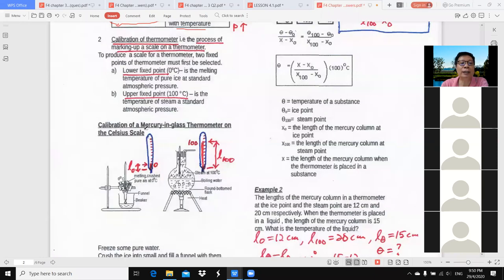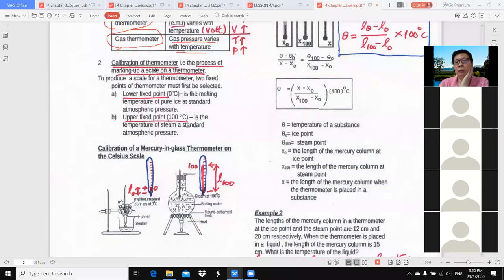Okay. And number two is calibration of thermometer. Okay, highlight the word calibration. What is calibration? Calibration means it's a process of marking up the scale on the thermometer, right? Okay, like this. When you want to make a thermometer, right? You make use of a glass tube, put some mercury inside.